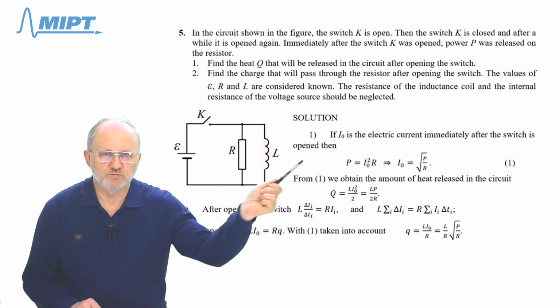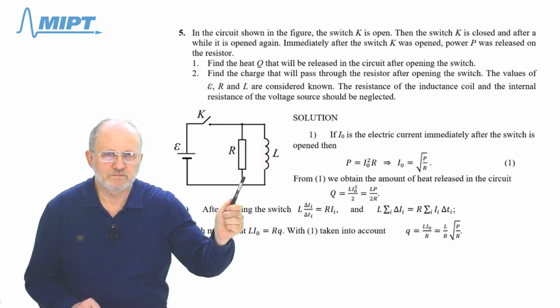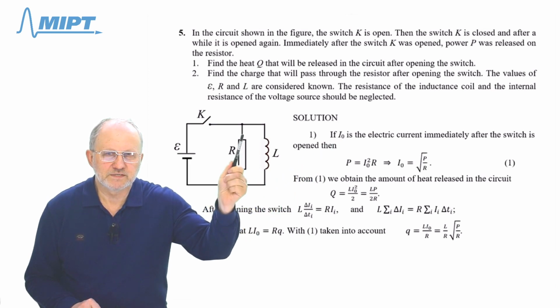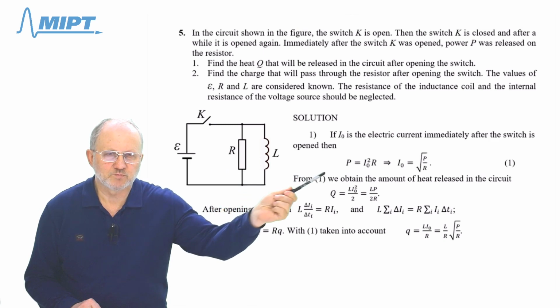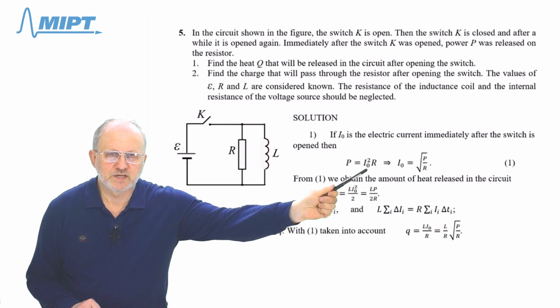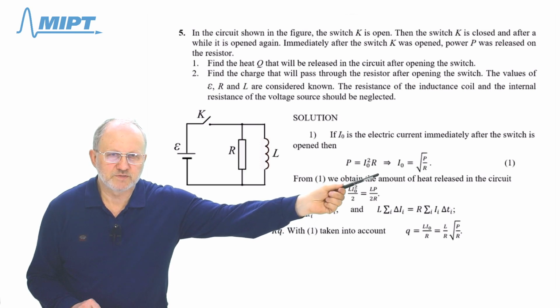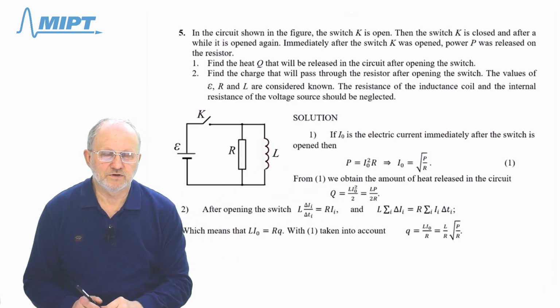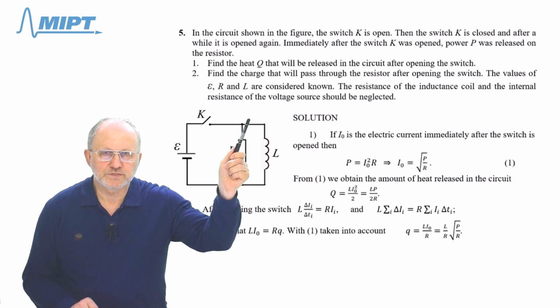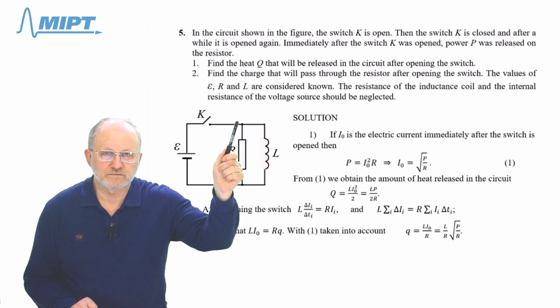If we denote by I0 the electric current immediately after the switch was opened, then the power released in the resistor can be expressed by a standard formula: power equals electric current squared times resistance. And from this formula we immediately obtain the value of this initial electric current. This current flows through the resistor and the inductance coil.